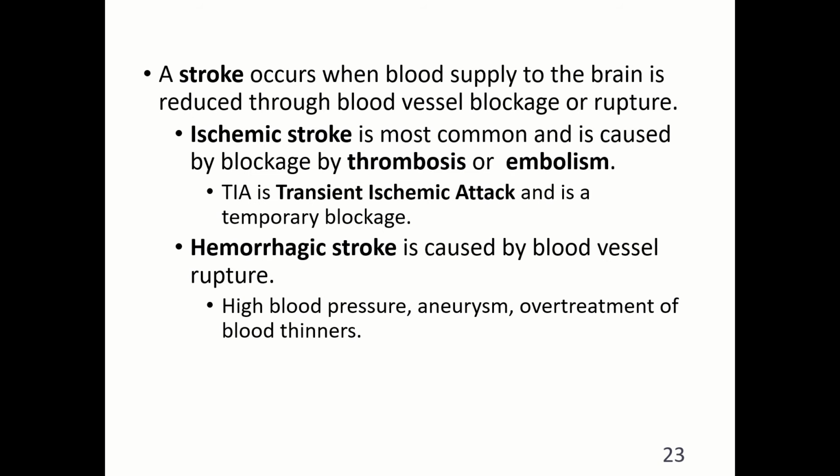A stroke occurs when blood supply to the brain is reduced through blood vessel blockage or rupture. There are two kinds of strokes, an ischemic stroke and a hemorrhagic stroke. An ischemic stroke is the most common kind, and it is caused by blockage by thrombosis or embolism. A TIA is a transient ischemic attack, and it is a temporary blockage. These may be called mini strokes. However, they may indicate that the patient is at risk for developing the more severe hemorrhagic stroke.